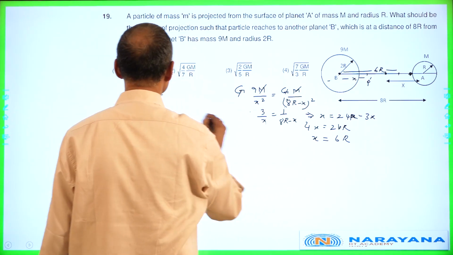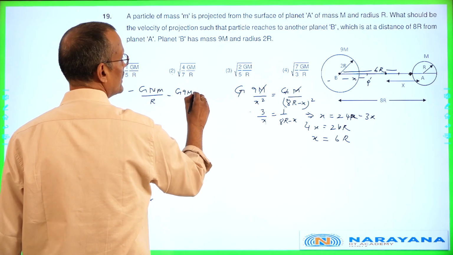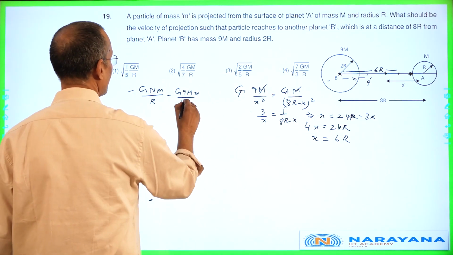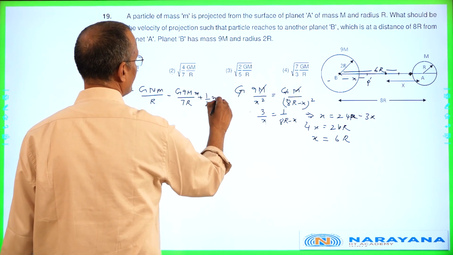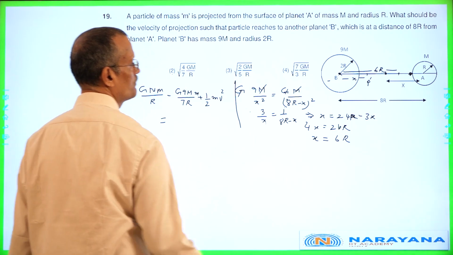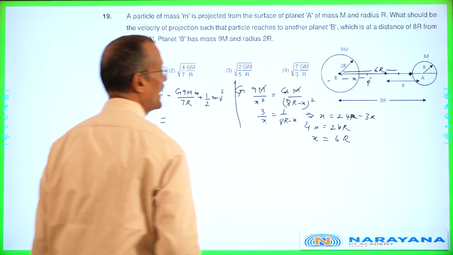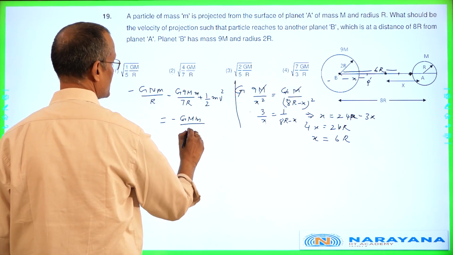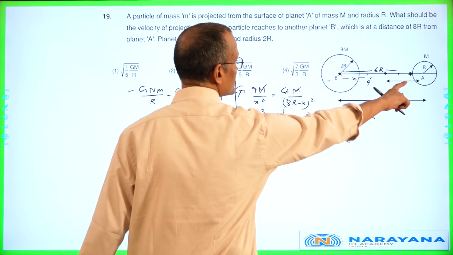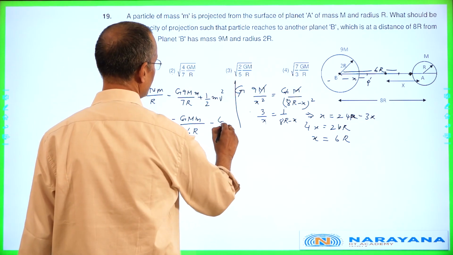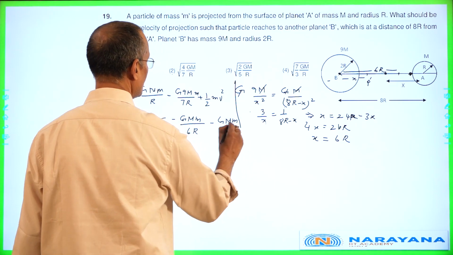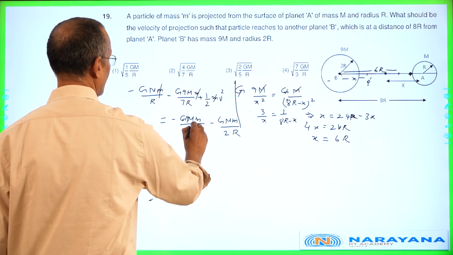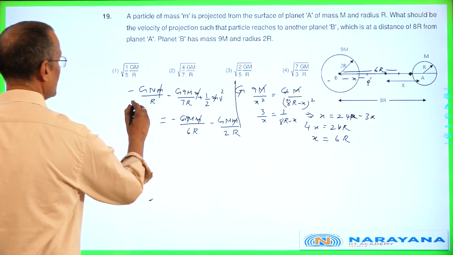And due to this, potential energy will be minus G 9M into m by this distance; total distance is 8r, so this distance will be 7r, plus kinetic energy half mv squared. This should be equal to the potential energy at the neutral point, which is at a distance 6r from here. So, minus GMm by 6R from the center, and due to this, it will be at a distance 2R, minus 9GMm by 2R. Small m we are cancelling everywhere.